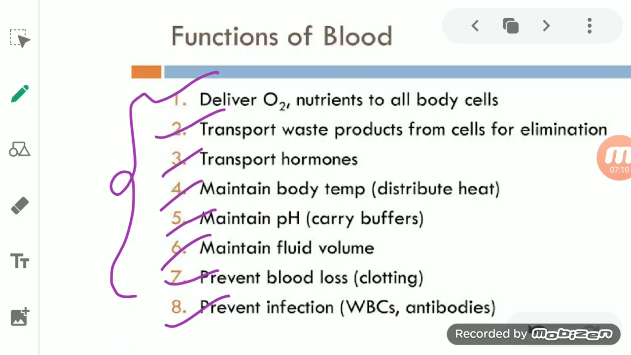The next component is white blood cells, which help in fighting disease. Then blood platelets: their function is that they help in clotting of the blood at the site of the injury. So these are the different functions of the blood.